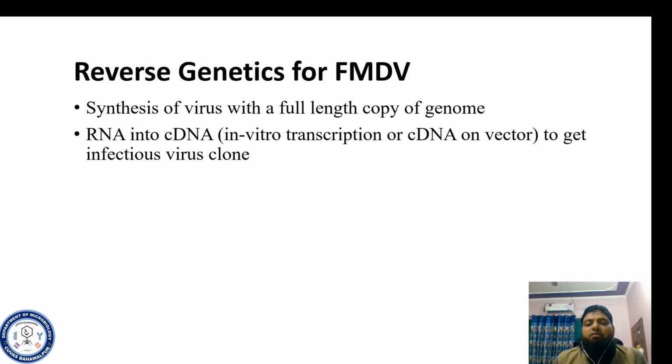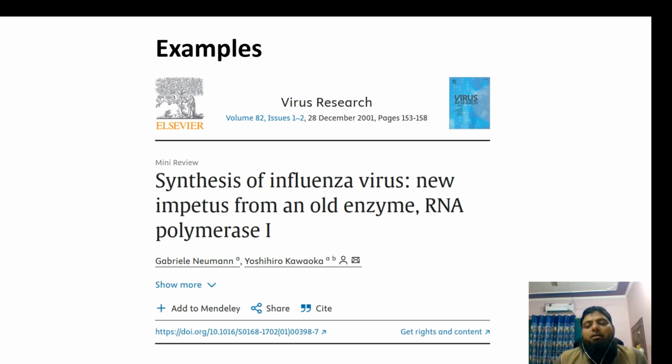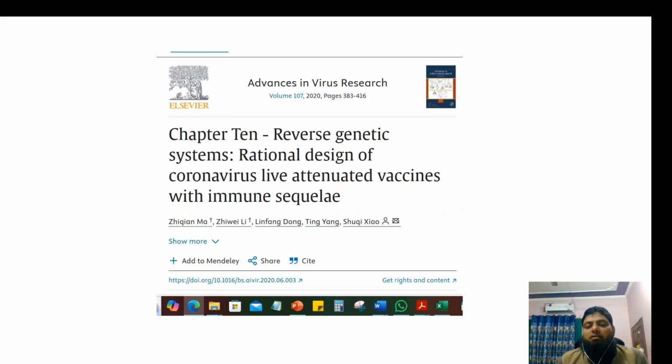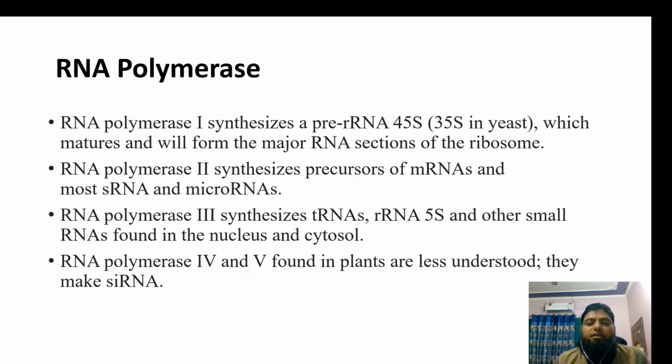By using this technique of reverse genetics, we can go for a full genome copy of the virus, and we have to convert the RNA into cDNA and use in vitro transcription to get the infectious virus clone. Here are certain examples, for example the sense of influenza virus, using the RNA polymerase 1. In the case of influenza and in the case of COVID, there has been a certain set of protocols which have been developed and proposed, and even applied, to develop attenuated vaccines of the COVID virus.